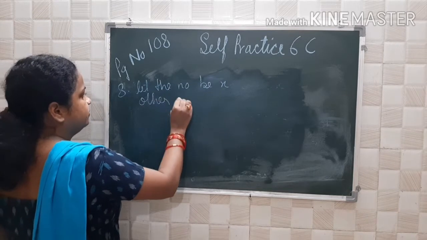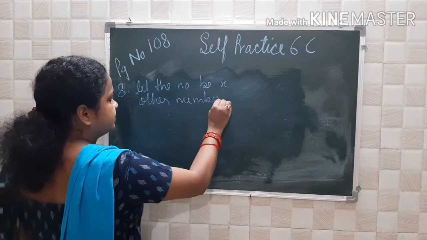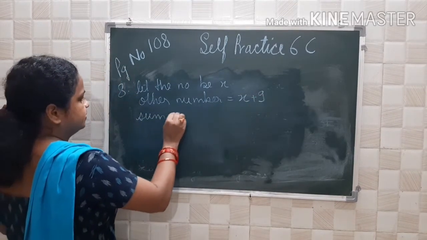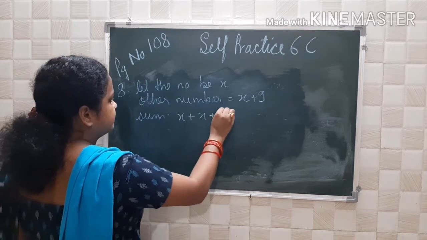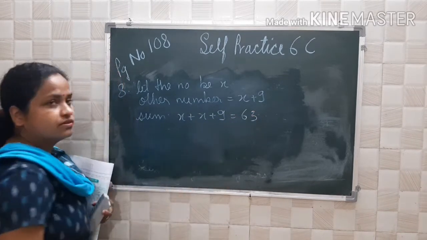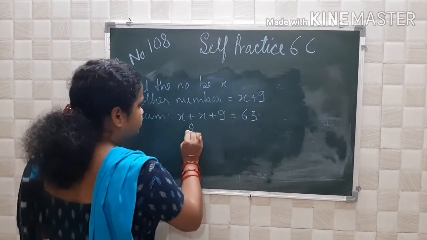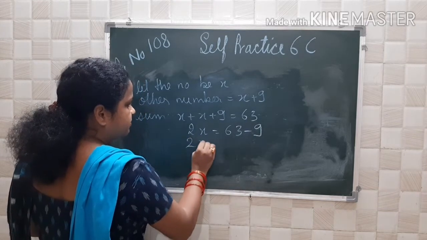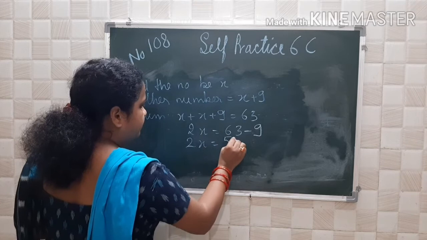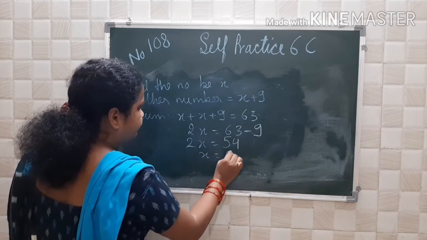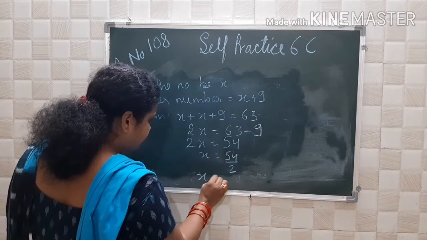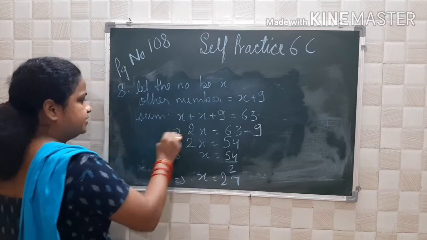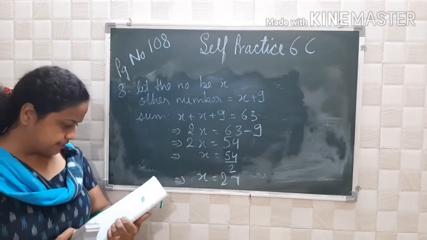The other number will be x plus 9, since it is 9 more than the other. What is their sum? x plus x plus 9 is equal to 63, because the sum of both the numbers is 63. So 2x is equal to 63 minus 9, and here 2x will be equal to 54, and x will be equal to 54 by 2, and x is equal to 27. What will be the value of x here? It will be equal to 27.